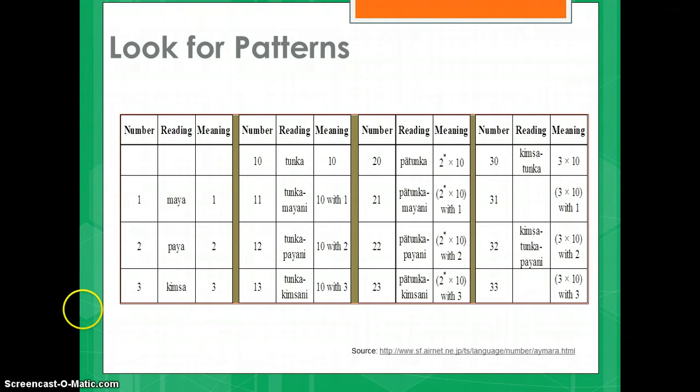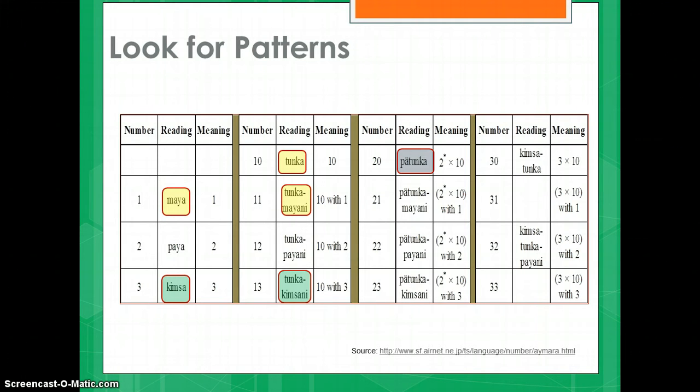So the number 1 is Maya, and Dunga is the word for the number 10. Maya, Dunga. If you know that Maya is 1 and Dunga is 10, then the number 11 is Dunga Mayani. Pretty logical, don't you think? Okay, so let's go back to number 3, Kimsa. So if you know that, then the number 13 is Dunga for 10 and Kimsani for 13.